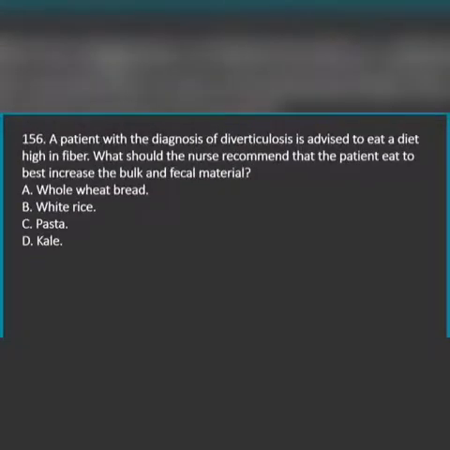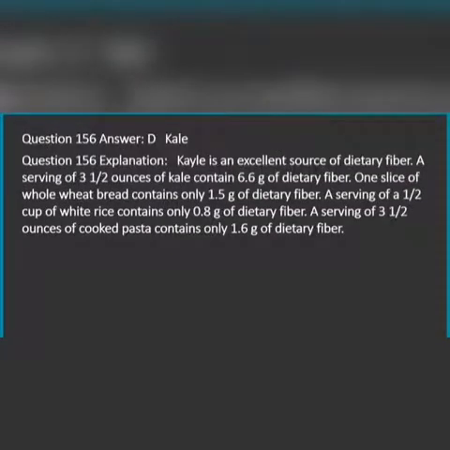the bedpan. Question 156. A patient with the diagnosis of diverticulosis is advised to eat a diet high in fiber. What should the nurse recommend that the patient eat to best increase the bulk and fecal material? A. Whole wheat bread. B. White rice. C. Pasta. D. Kale. Question 156 Answer, D. Kale.